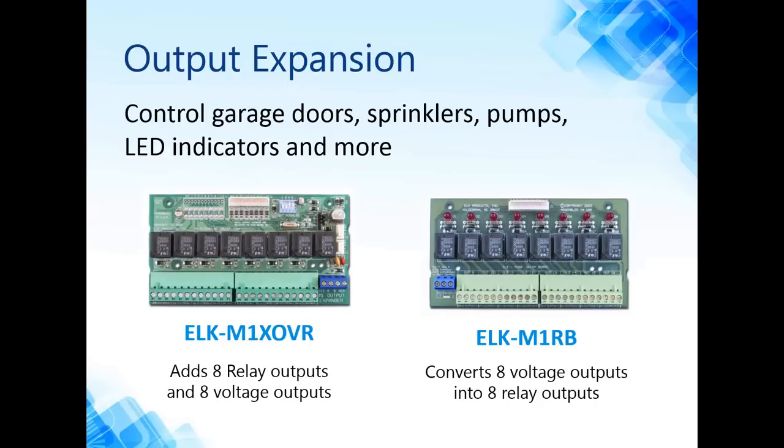And we offer an output expansion board for our data bus called the M1XOVR. This adds up to 8 physical Form C relays, as well as 8 low voltage outputs. So you have a total of 16 outputs on this one board. If you would like to convert these 8 low voltage outputs into Form C relays, you can add an M1RB to this board. We include a wiring harness to connect it, and now you have 16 Form C relays. And these are great for garage door controls, sprinklers, pumps, or just LED indications.